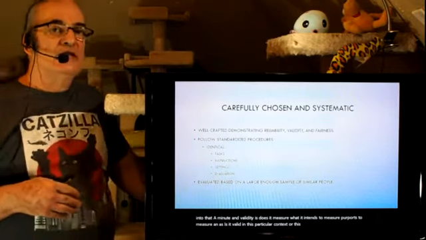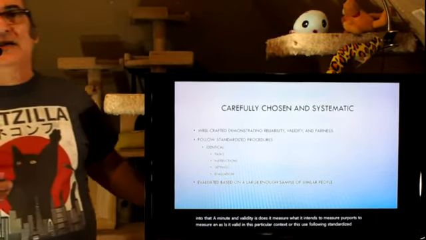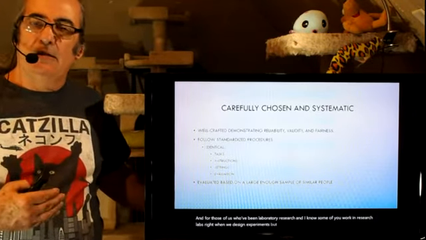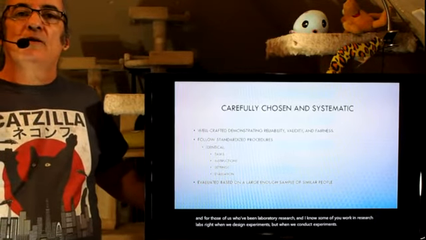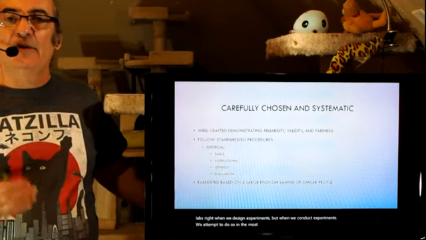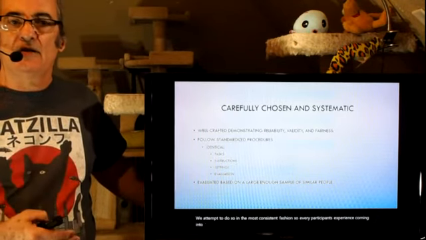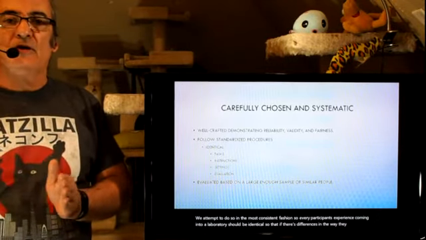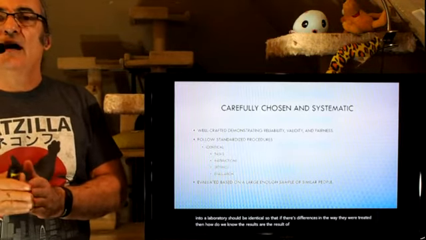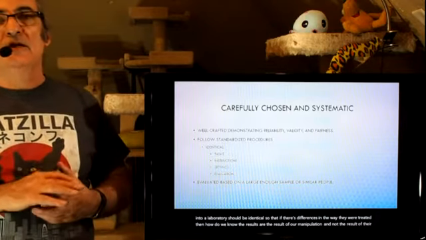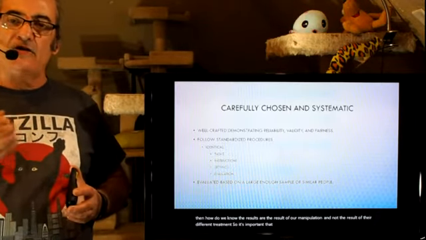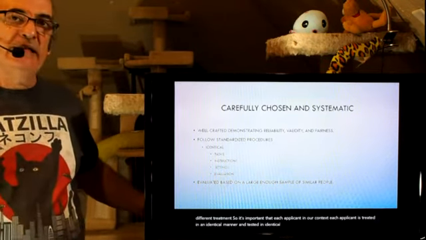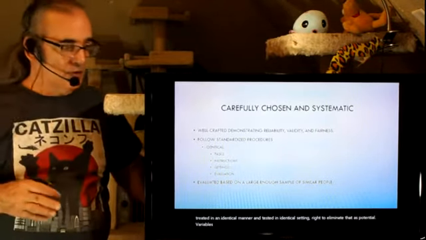Following standardized procedures, and for those of us who've done laboratory research, and I know some of you work in research labs, when we design experiments, and when we conduct experiments, we attempt to do so in the most consistent fashion. So every participant's experience coming into a laboratory should be identical, so that if there's differences in the way they're treated, then how do we know the results are the result of our manipulation and not the result of their different treatment? So it's important that each applicant, in our context, is treated in an identical manner and tested in an identical setting, to eliminate that as potential variables for the observed test results.